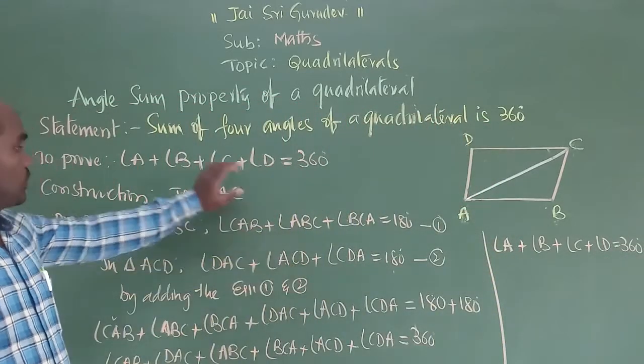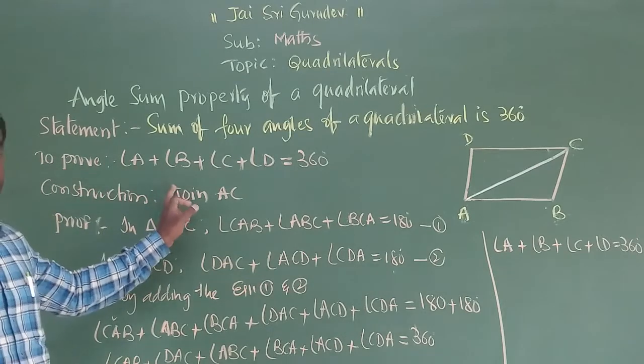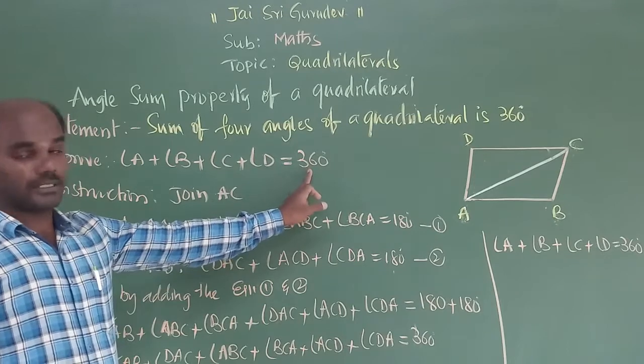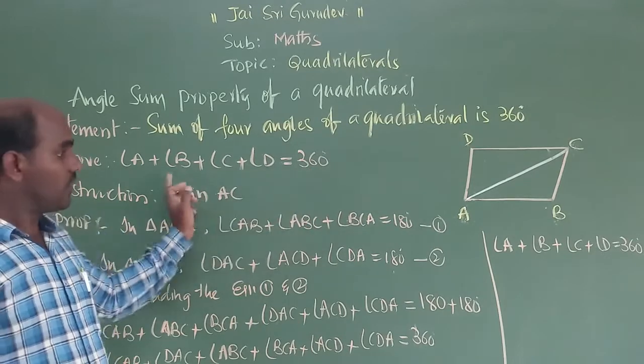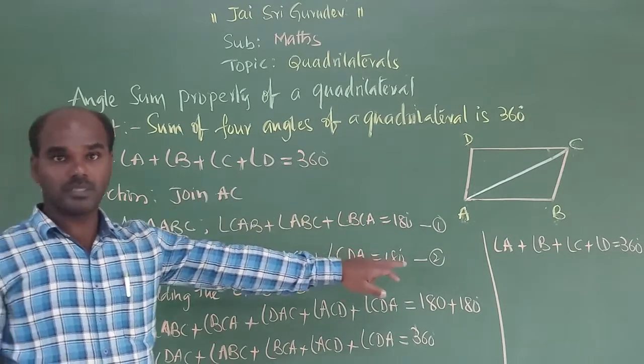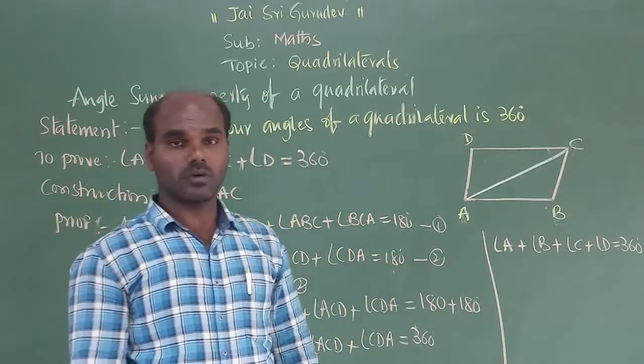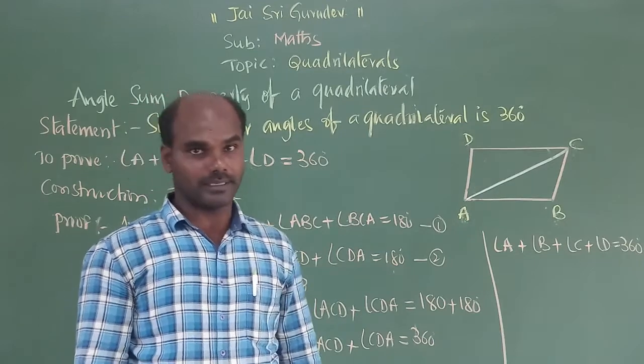Yes or no, children? So what is required to prove is this: angle A plus angle B plus angle C plus angle D is equal to 360 degrees. Okay, have you got it now, children? Yes. So that is the proof that the sum of the four angles of the quadrilateral is 360 degrees.